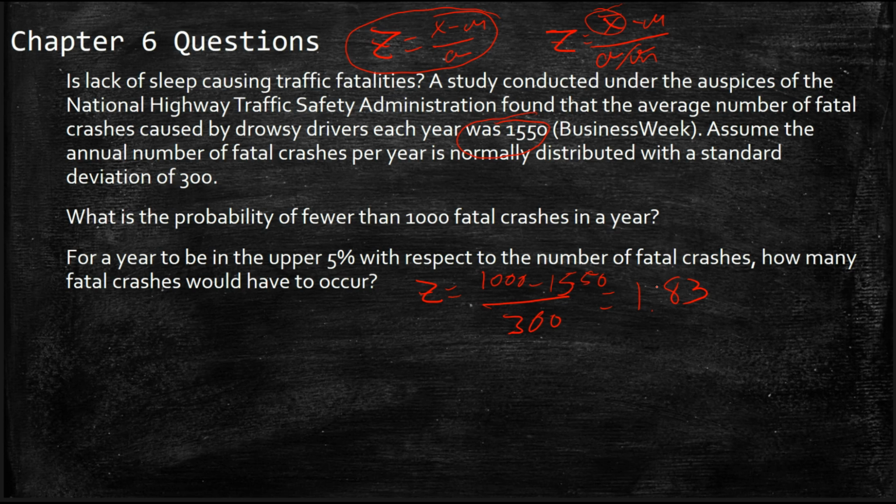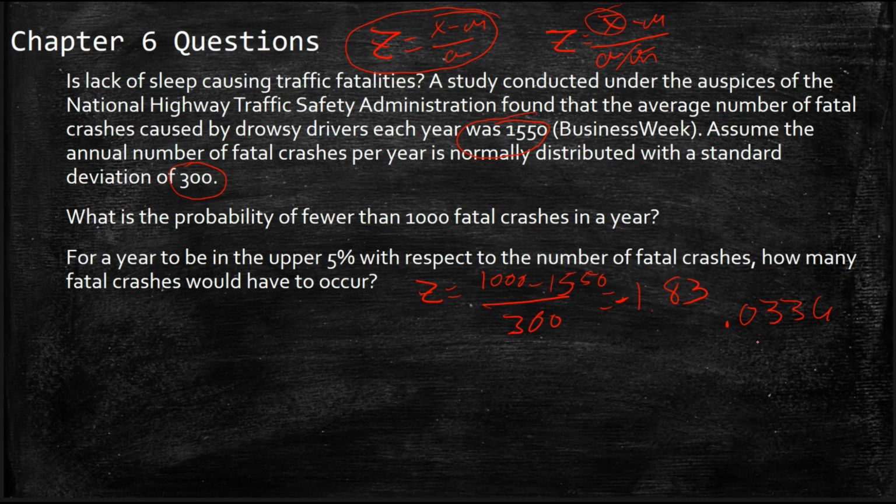Oh, I'm sorry, this is a negative number, isn't it? That's negative. Whoops, there's my problem. So it's a negative 1.83, z to p, and now I get to 0.0336. The probability, if the population standard deviation is 300, and we have a population average of 1,550, what's the chance of getting less than 1,000 in a year? It's about a 3% chance. Okay, so hopefully that makes sense.